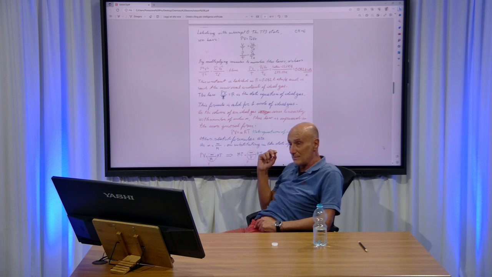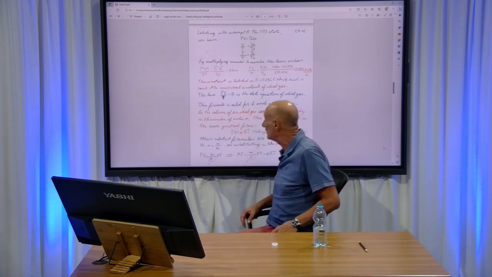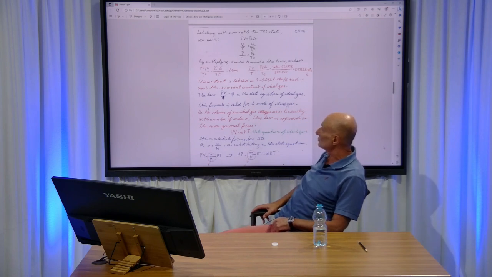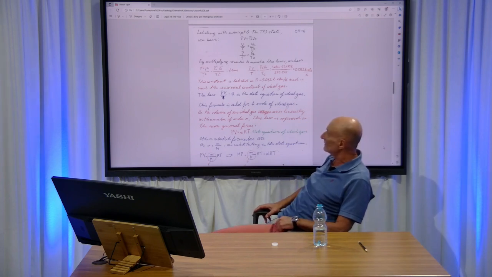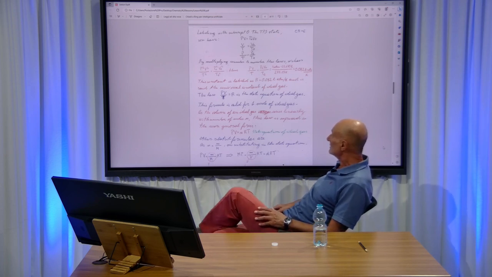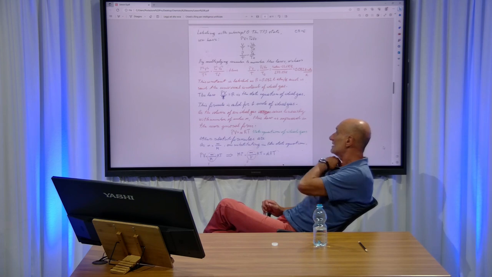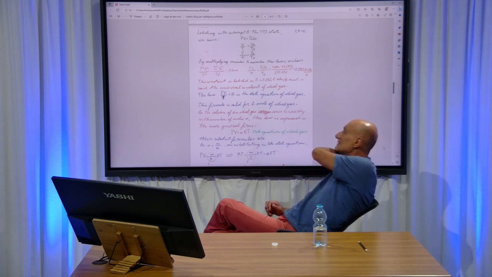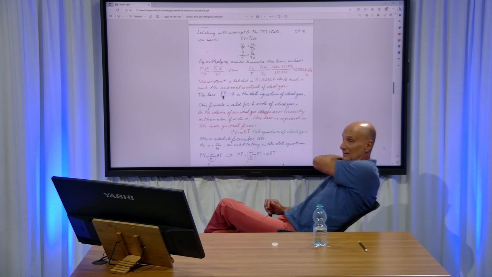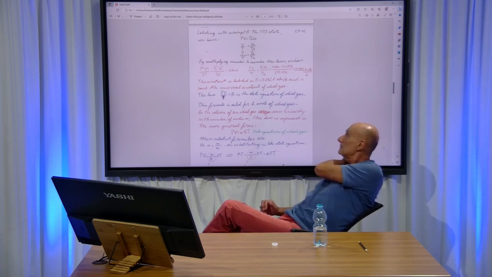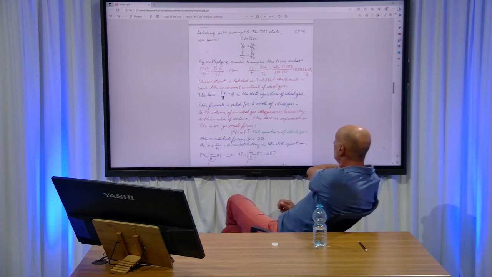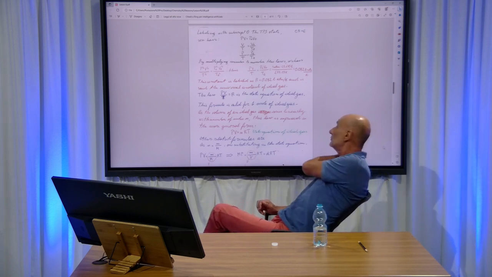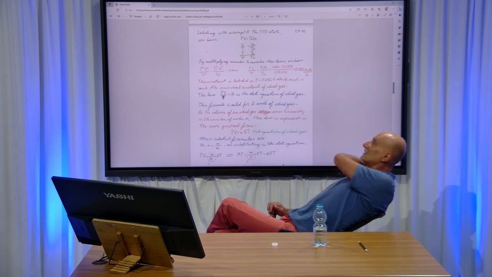Let us multiply member to member these three laws, and we obtain P squared V squared divided by T squared is equal to P0 squared V0 squared divided by T0 squared. But by performing the square root of both members of this equation, we have that P multiplied V divided by T is equal to P0 multiplied by V0 divided by T0.